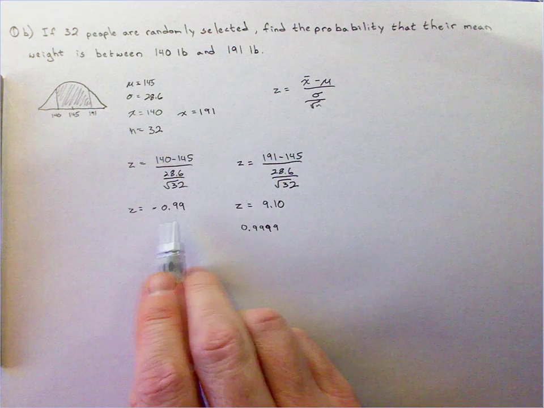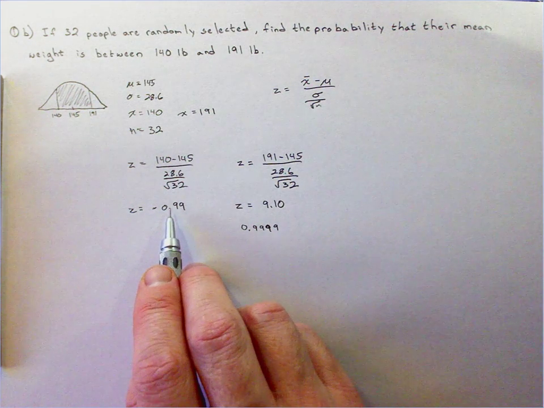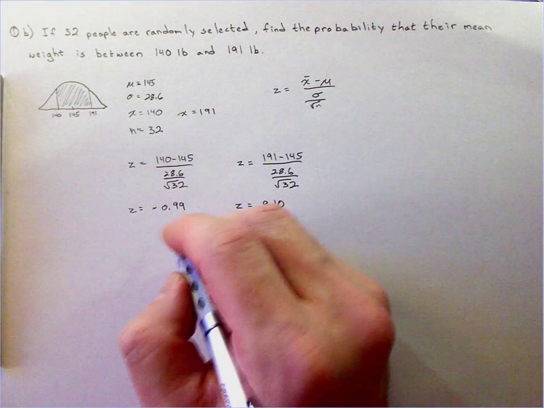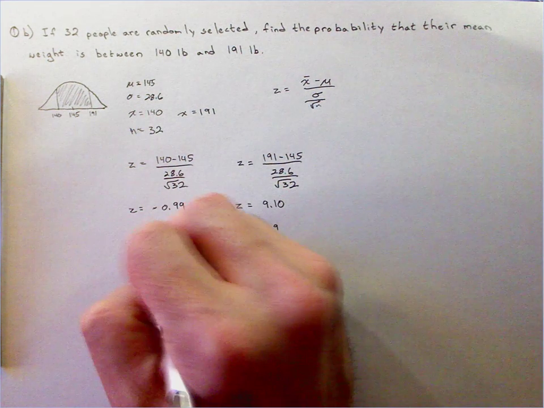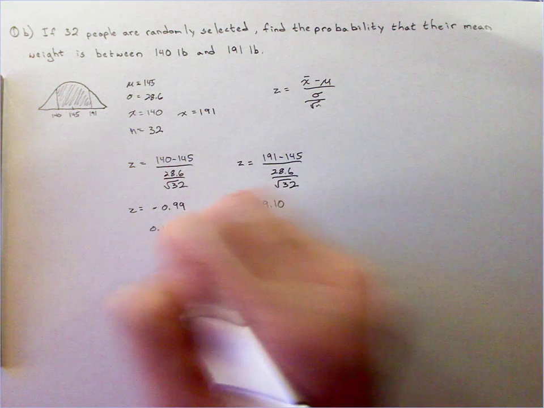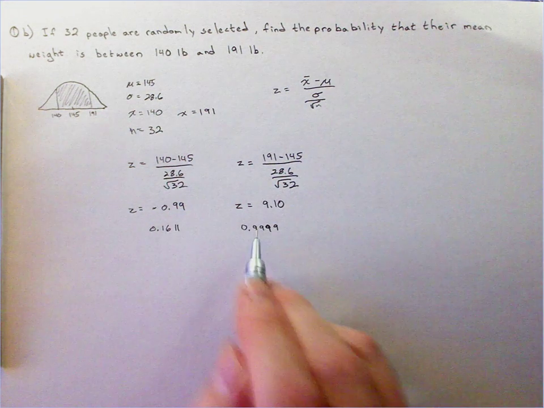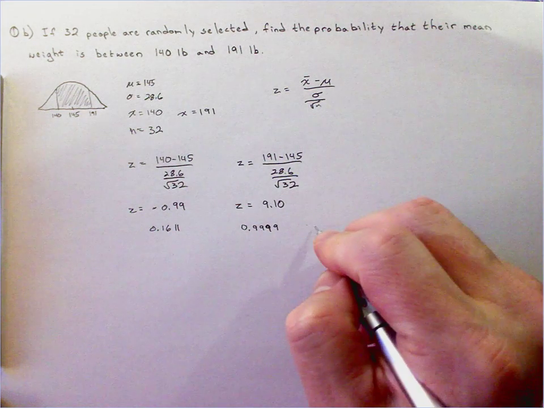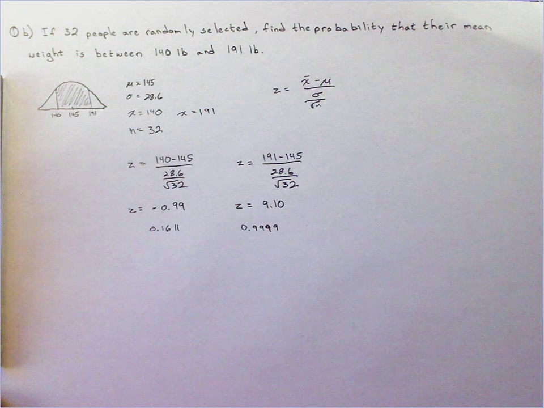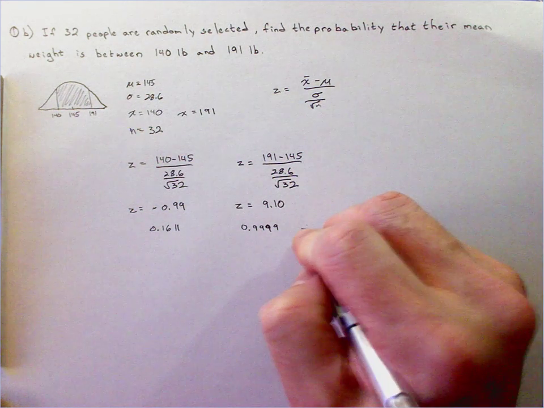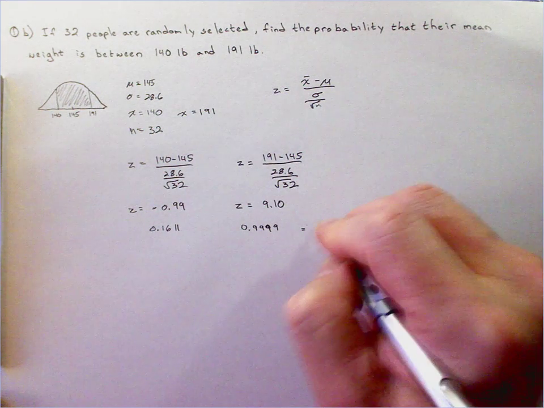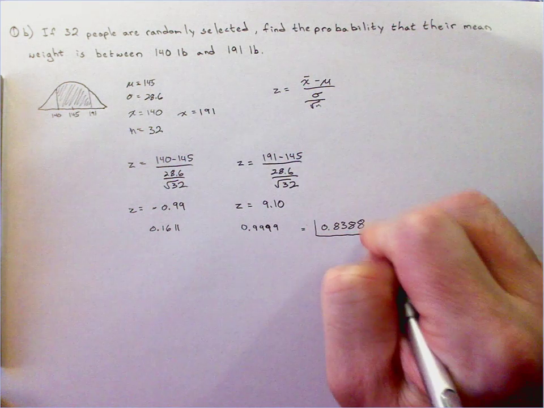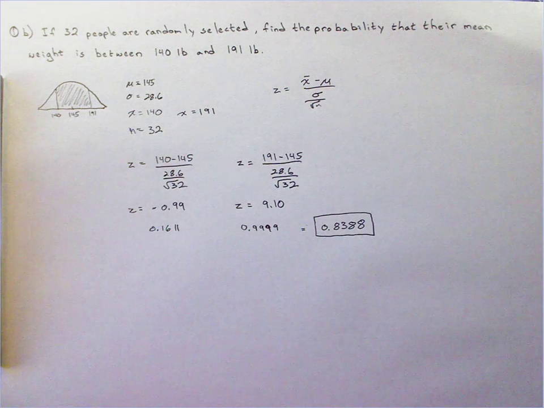So I need to look up this z-score, and I'll look up that. So 0.9 and 9, and that gives me 0.1611. So I subtract this from this, and what does it give me? It gives me an answer of 0.8388. That's my probability. That is my probability. 0.8388.